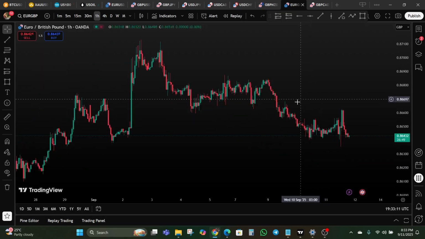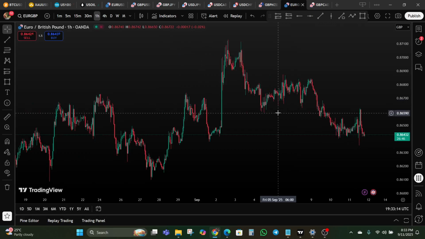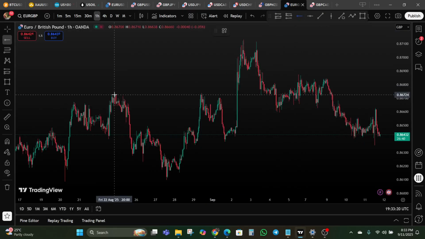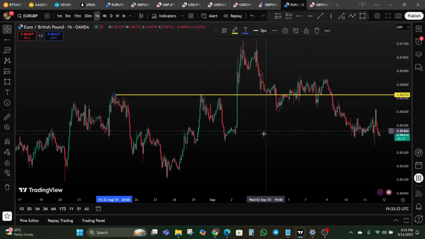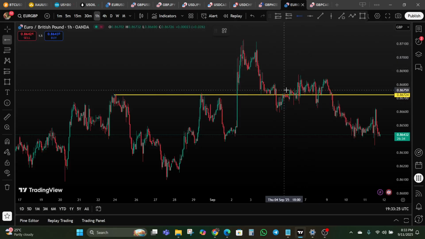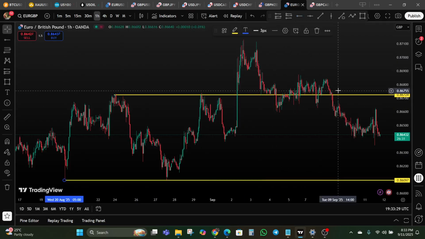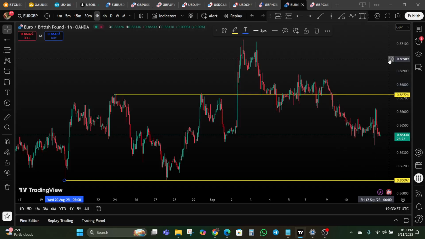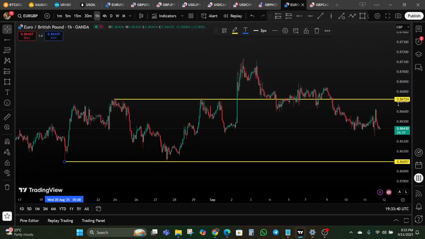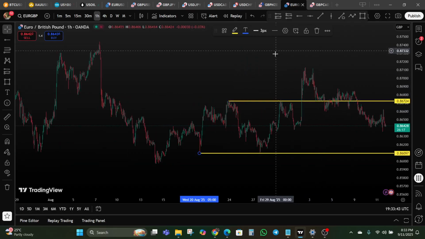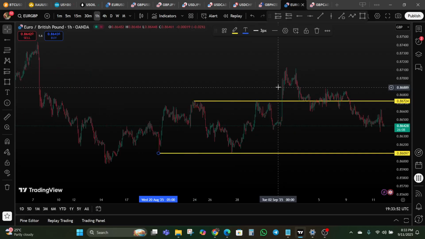So the first concept is liquidity. Liquidity builds up at equal highs, equal lows, and obvious swing levels. So these are zones where traders place their stop losses and pending orders. Institutions need liquidity to enter and exit their large positions. So price naturally seeks out these areas. When you see price hovering near a pool of liquidity, it's often a signal that a big move is coming.